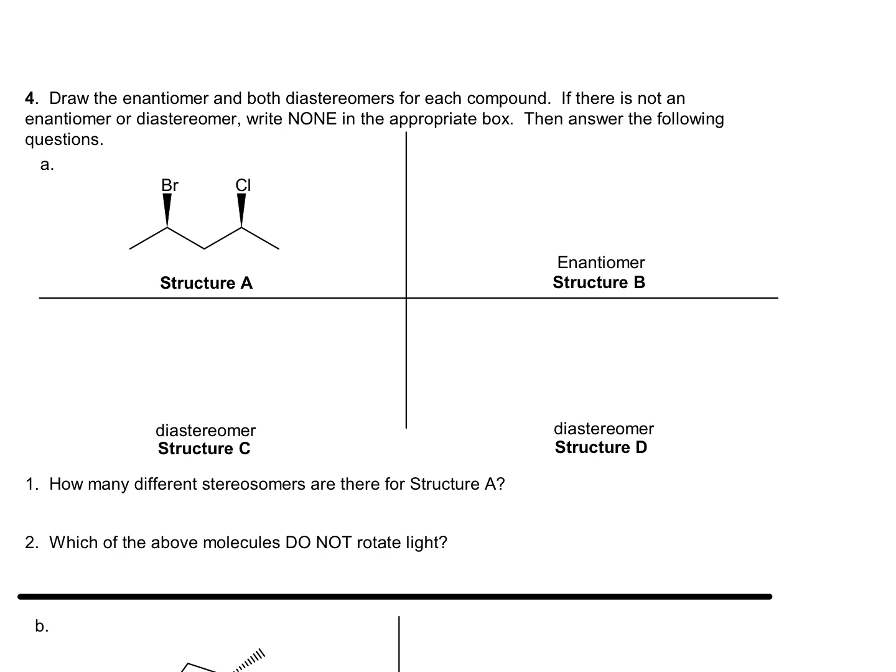All right. On this page, we are going to draw the enantiomer and both diastereomers for the compound. And as it says, if there's not an enantiomer or diastereomer, write none. So the main thing I'm wanting you to recognize in this problem is if there is a meso compound in the group of stereoisomers, and if so, I need you to recognize that meso compounds do not have a mirror image.